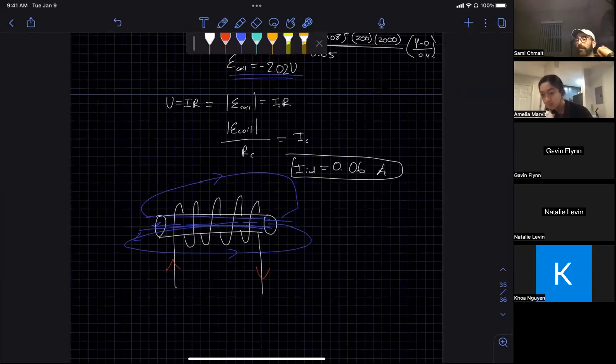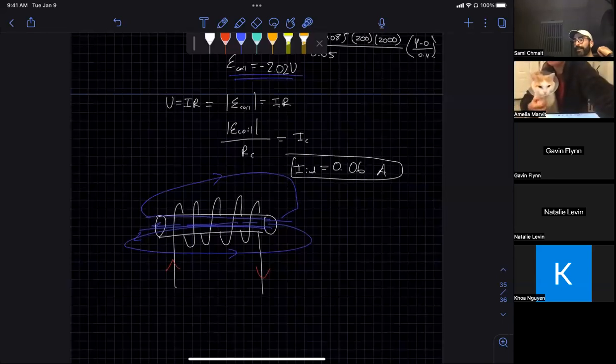Oh, I saw a cat on a camera. That's very cute. Oh, he has a cone on. Yeah, eye infection. Oh no.